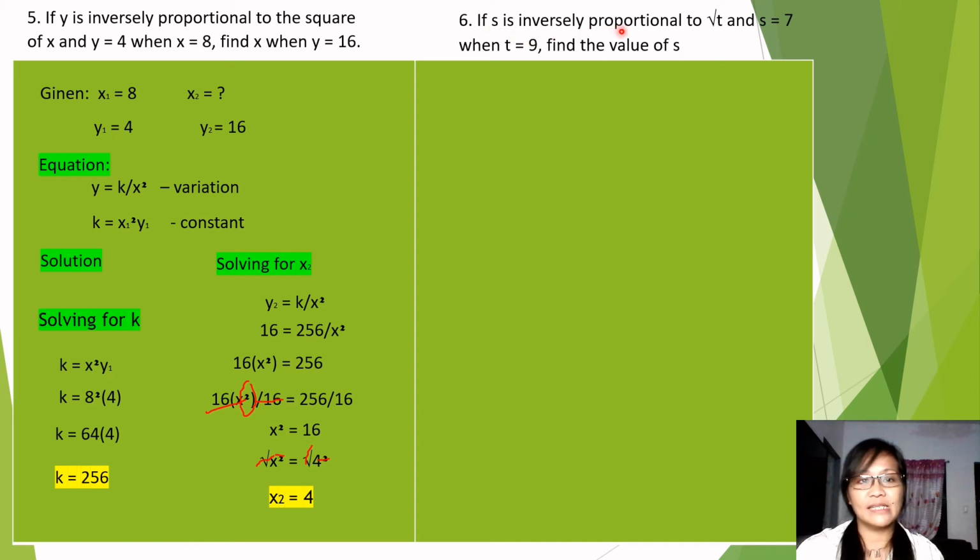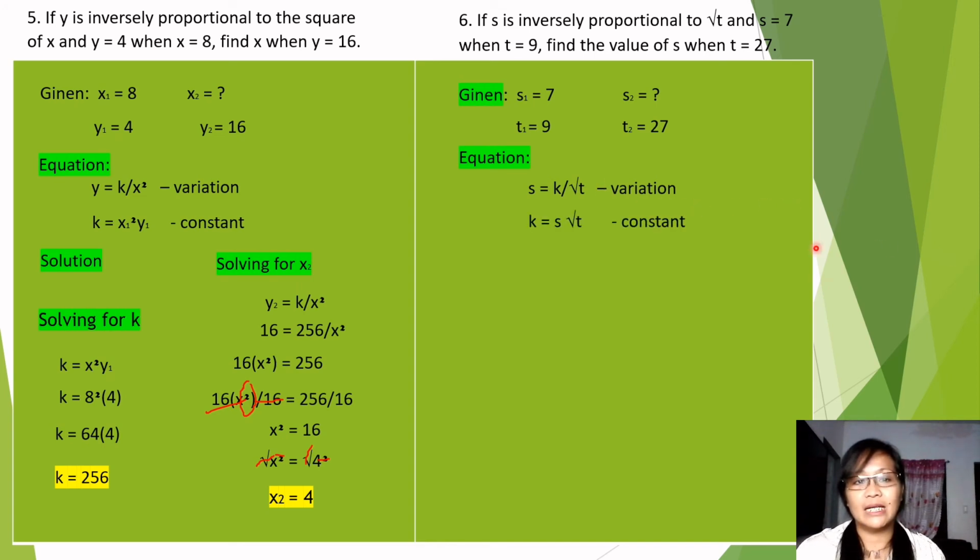If s is inversely proportional to the square root of t and s is equal to 7 when t is equal to 9, find the value of s when t is equal to 27. First, let's find the given. S1 is 7. S2 is the unknown. And for our t sub 1, we have 9. T sub 2 is 27. Equation: S is inversely proportional to the square root of t. So we have S is equal to k all over square root of t.